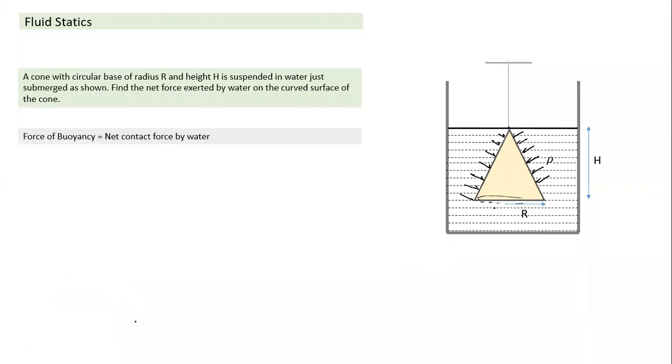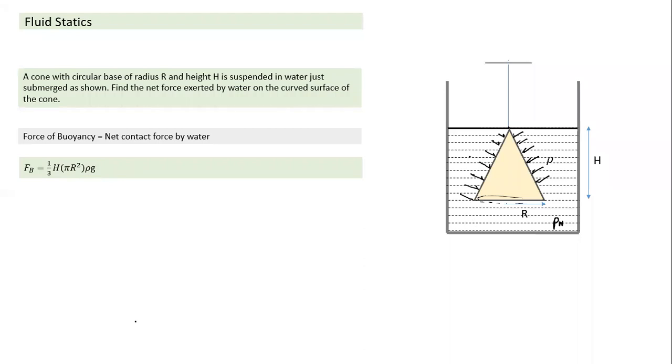In this case, suppose I ask you to find the force of buoyancy. The force of buoyancy is extremely easy to find here. What is the force of buoyancy? It is a net contact force. Directly by formula, if the density of water is rho w, it is rho w into g into the volume of the cone. That's the force of buoyancy. It is very easy to find: 1/3 into height h into pi r squared into rho g. That's the force of buoyancy.